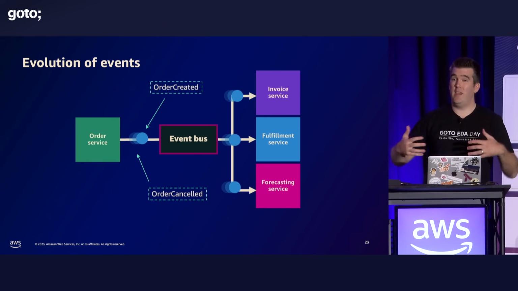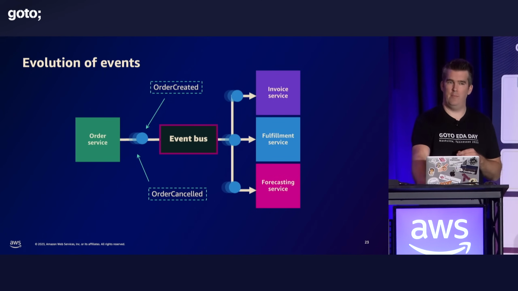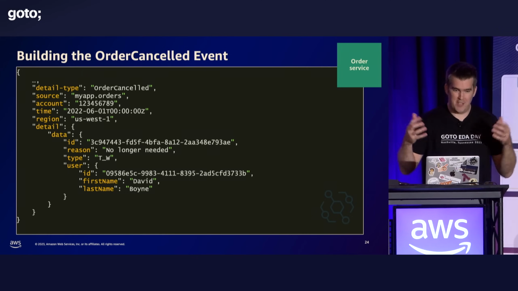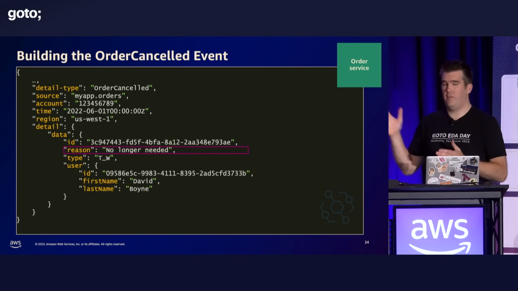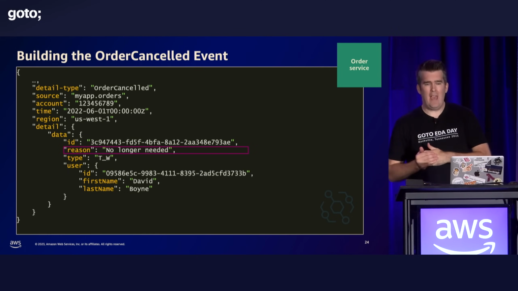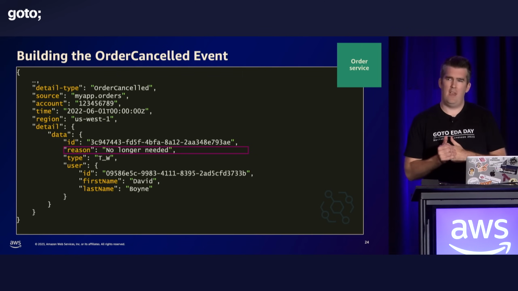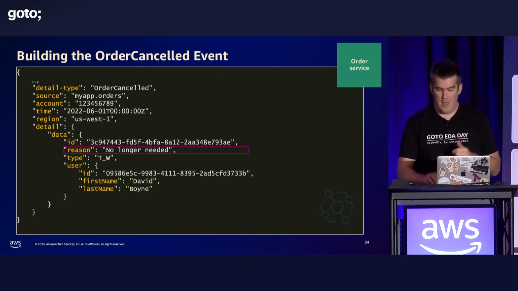3 weeks, 6 weeks, or 3 months down the line, we get another request, order cancelled event, right? Okay, well, we can do that with the order service. We just did this. So we decide to create the order cancelled event. Now, we decided to add a reason to this, that it's no longer needed. The reason no longer needed kind of makes sense to a downstream consumer, maybe, maybe not.